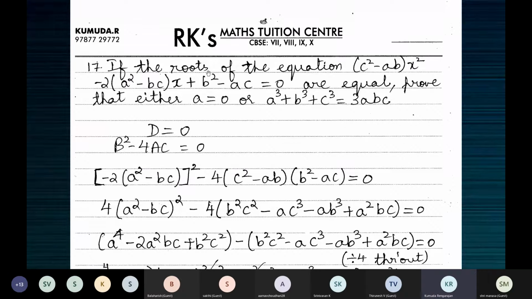See, it's in the standard form: x squared, its coefficient, x, its coefficient, and constant. The given equation is in the standard form. It's given that the quadratic equation has equal roots. So given that, we need to prove that either a is 0 or a cube plus b cube plus c cube is equal to 3abc.